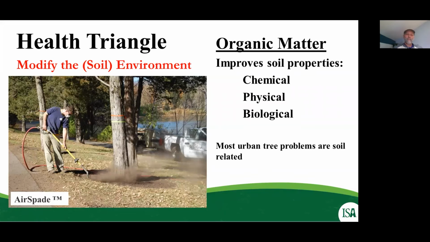So there's air tools like the air spade. We've relied on this for almost 20 years now at Rainbow to incorporate organic matter. Because if you can get organic matter in the soils, it's well known, you can improve all these soil properties chemically, physically, biologically speaking. Since most urban tree problems are soil related, increasing the quality of soil will make the trees grow better and help the soil become a better sponge or catchment system for the water that's available. This is a very good practice.